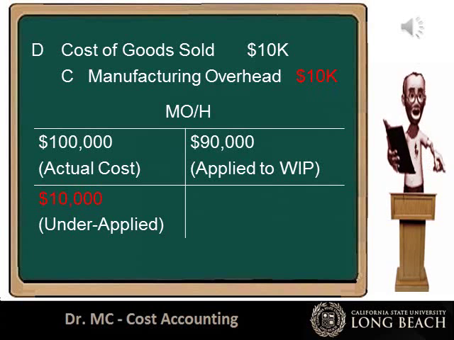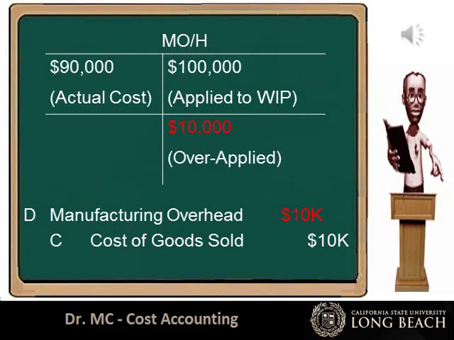If instead, your firm had incurred manufacturing overhead of $90,000 and applied $100,000 of overhead to the units that it produced, the overhead would be overapplied by $10,000. In our journal entry, we first do what we need to do to zero out the manufacturing overhead account. Because the manufacturing overhead account has a credit balance, we need to debit it for $10,000. You then add cost of goods sold to the other side of the journal entry.